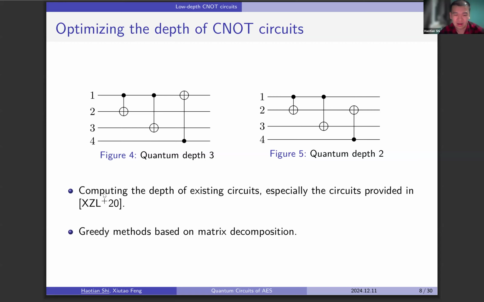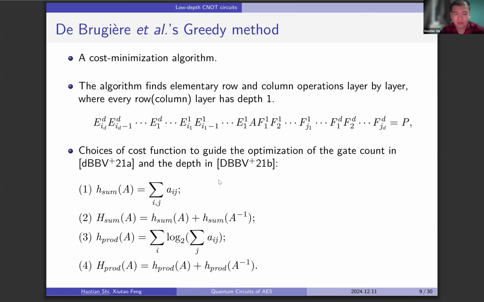Recently, there are typically two types of methods of optimizing the depth of C0 gates. The first one is computing the depth of existing circuits, especially the circuits provided in Xiang et al.'s method. The other kind of method is the greedy search methods, which are based on matrix decomposition. One of the few algorithms that takes the quantum depth into account is Brugeri et al.'s greedy method.